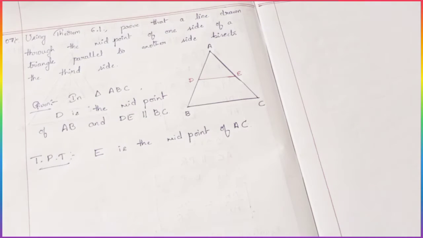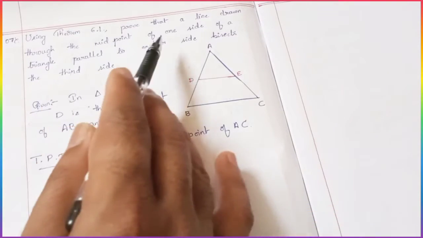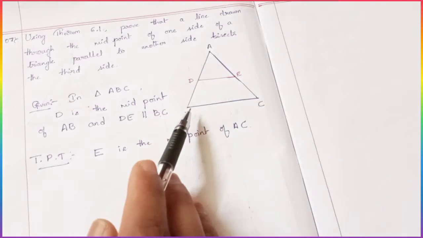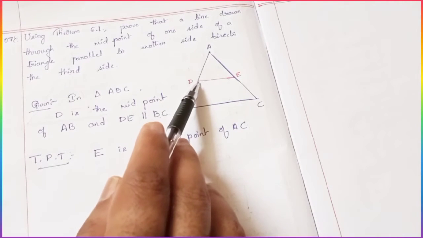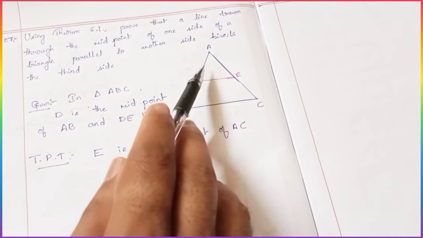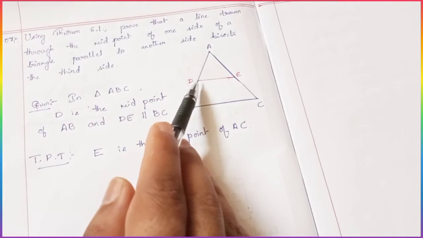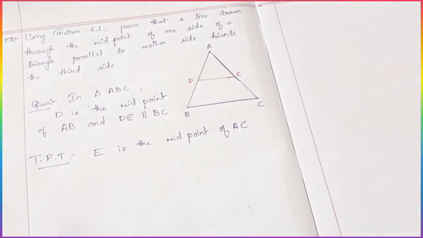Therefore, I have drawn a triangle and named it ABC. I have drawn a line through the midpoint of one side. I am considering the side AB, and I've drawn a line from the midpoint of AB. D is the midpoint of AB. We already know the meaning of midpoint: the point D divides the length of AB into two equal halves. That is, AD is equal to DB, the length of AD is equal to the length of DB.